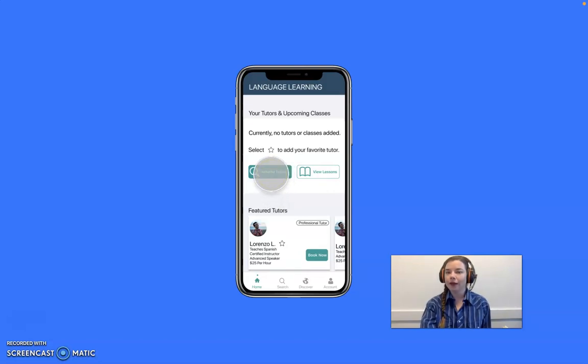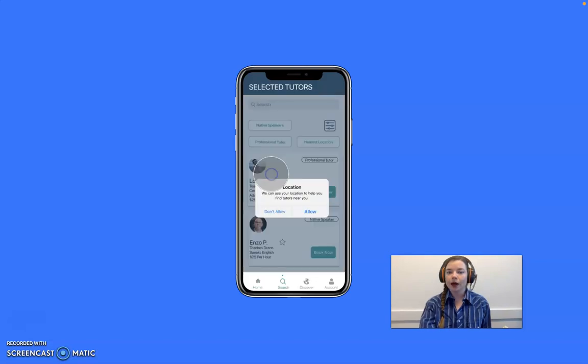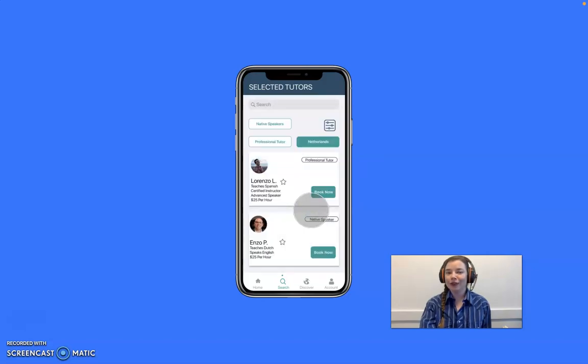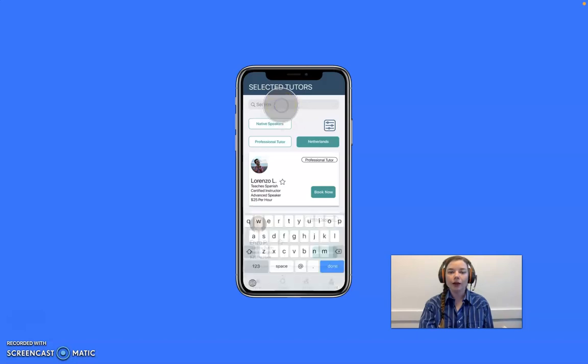Right now we don't really have any lessons set up. And I think something that came up was learning the regional dialect of where they are currently living in. So we're going to go ahead and allow our location and pretend that we're learning Dutch in the Netherlands. This is also important because I think a lot of people probably want to speak with someone in their own time zone. So we're going to go ahead and search.